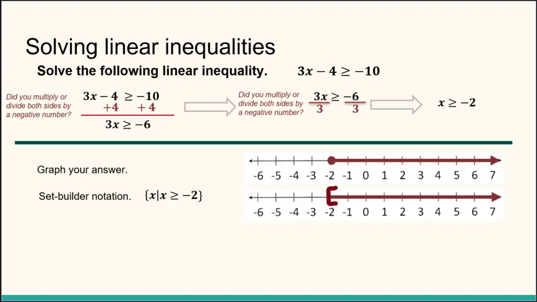Set builder notation would look like curly bracket, the set of all x such that x is greater than or equal to -2, close it with a curly bracket. For interval notation, just draw it straight from that graph. I'd get square bracket, -2, comma, infinity, round bracket, closing it. Okay, so I didn't have to flip the inequality because I didn't multiply or divide both sides by a negative. Guess what I'm getting ready to do now?